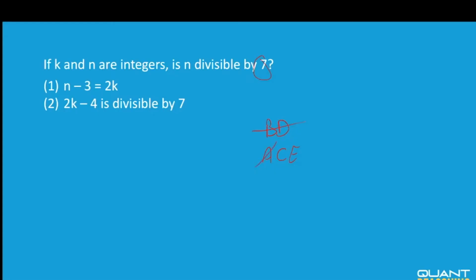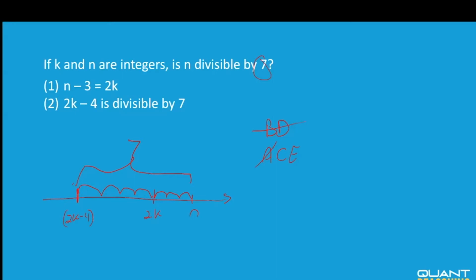And now we're going to combine the statements. Did anyone try to plot these on a number line? So with number line reasoning, we can notice that the thing that they're asking about, n, is exactly 7 units to the right of the thing that statement 2 is talking about, which is 2k minus 4.